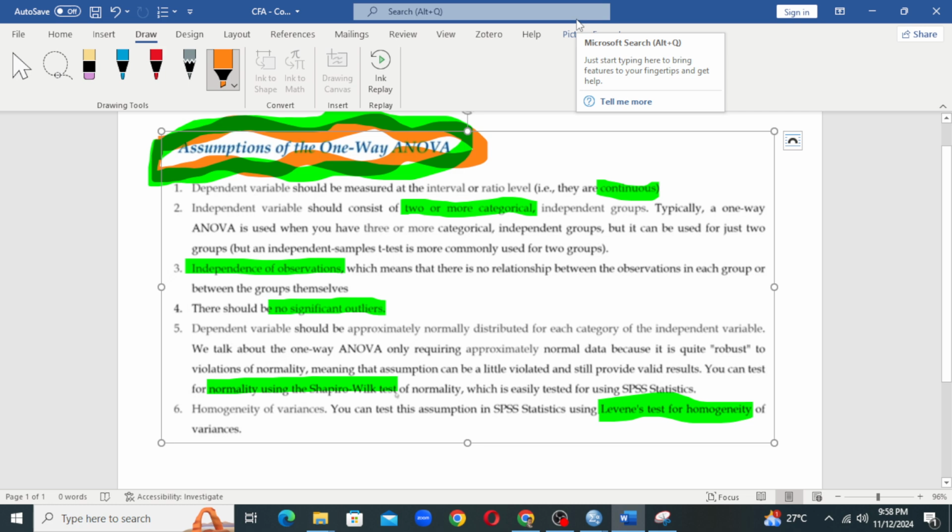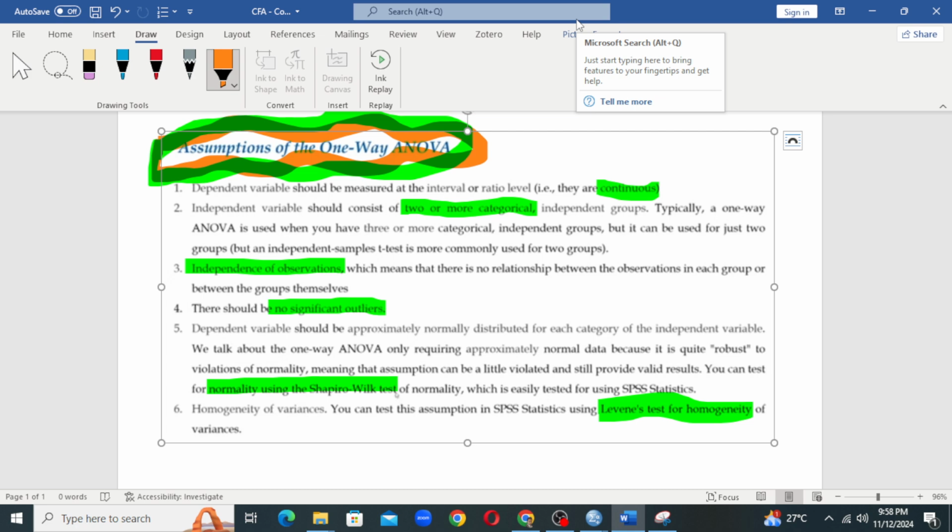Previously we have discussed the two-sample t-test, where the dependent variable was a continuous one and the independent or grouping variable had only two categories. For example, we discussed English marks for males and females. In one-way ANOVA, the grouping variable or the independent one has more than two categories.